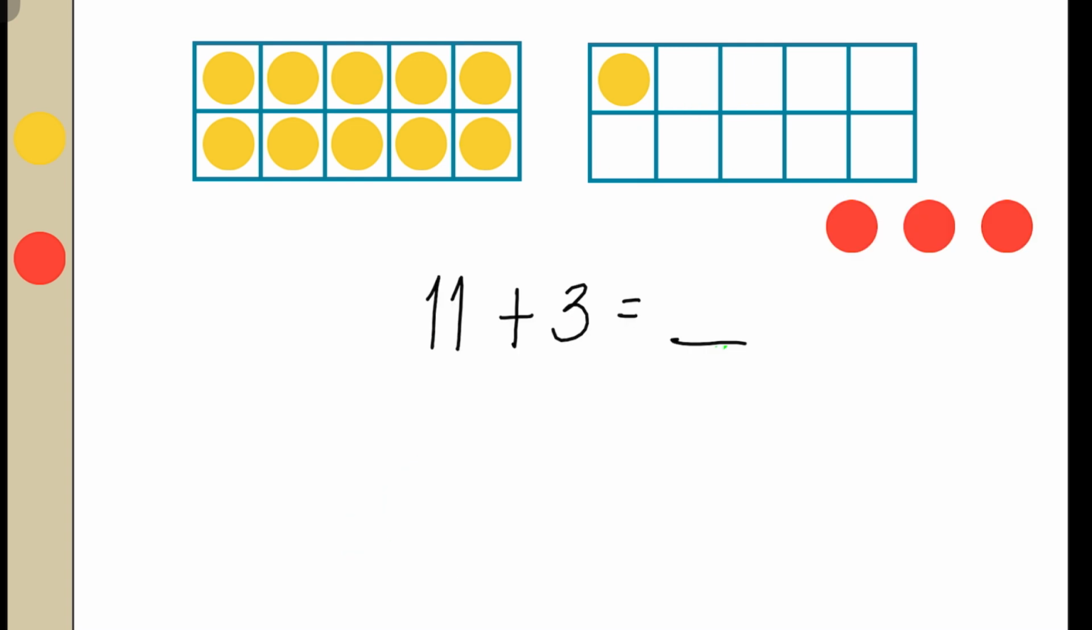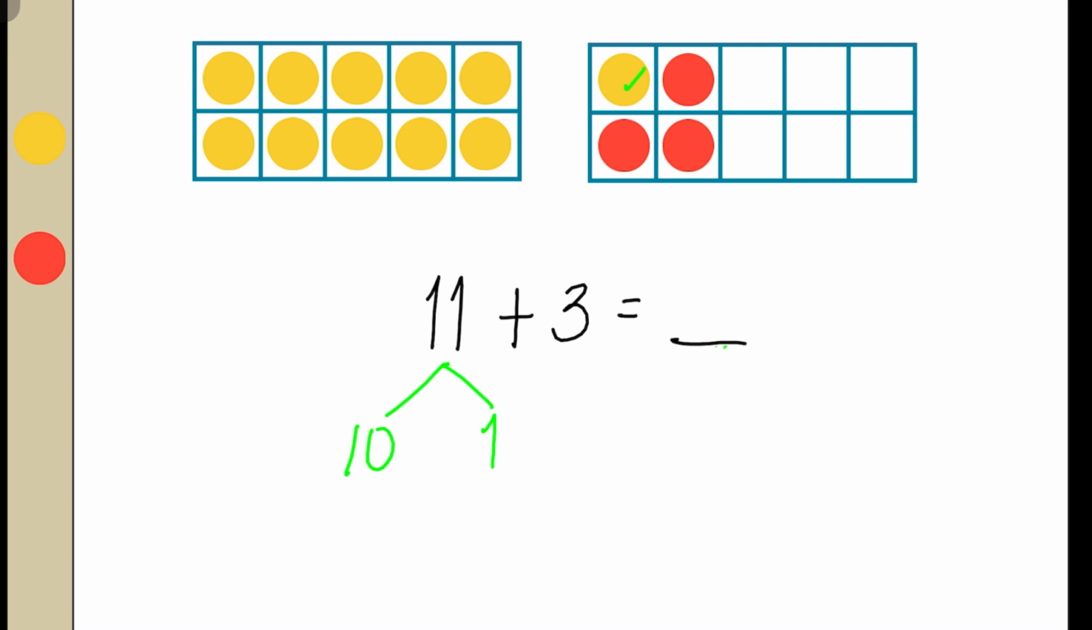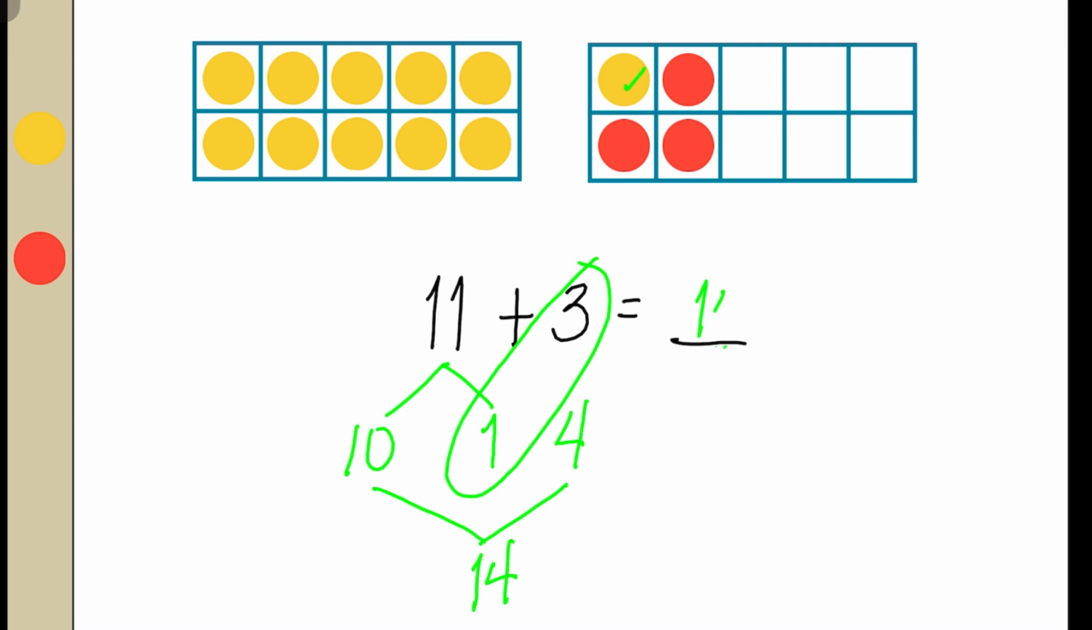Let's try another example. We have here 11 and 3 make blank. As you can see here, the 11 yellow counter it has already filled up one 10 frame. So that means 11 is 10 and we're left with 1 there. 10 and 1. So if I'm going to add these 3 red counters inside, it will become 4. So 10 and 4 make 14.